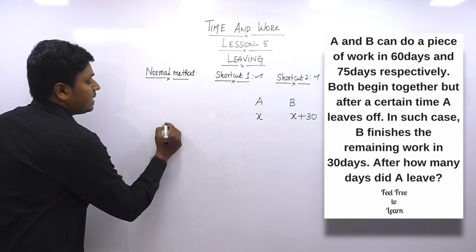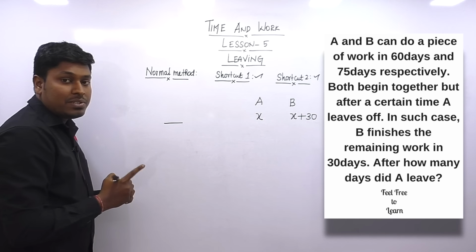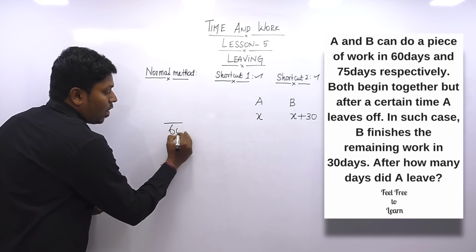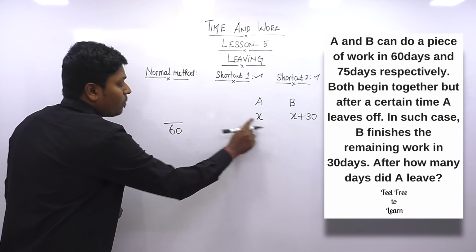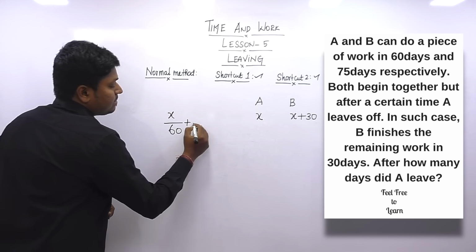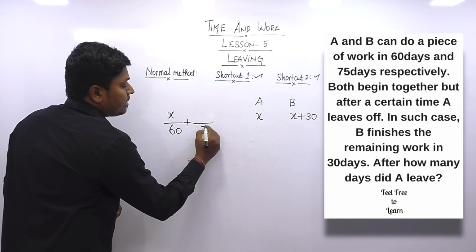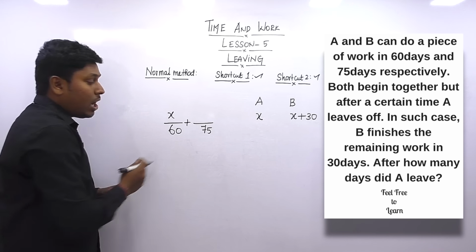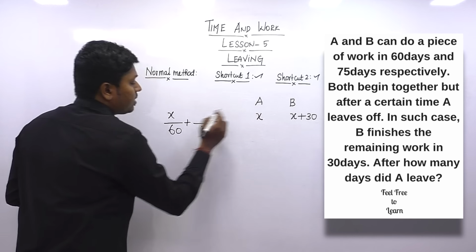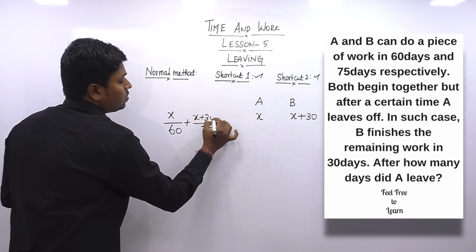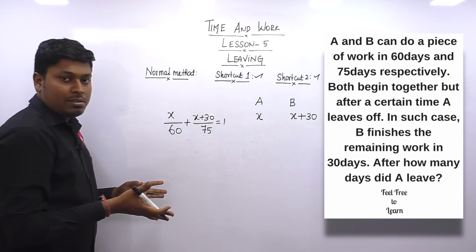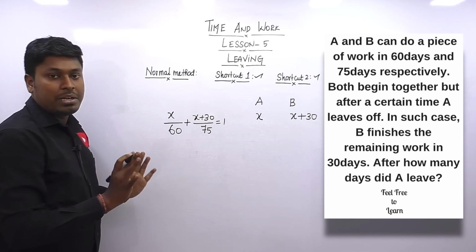So now we can say that A alone can complete a piece of job in how many days? 60 days. Out of 60 days, A worked how many days? X days. Next is B. So B alone can complete a piece of job in 75 days. Out of this 75 days, B worked X plus 30 days to do a job that is equal to 1. So we have framed this equation, then solving becomes so simple, right?